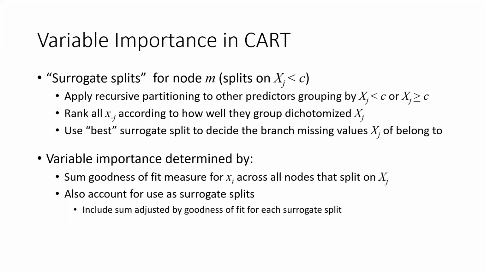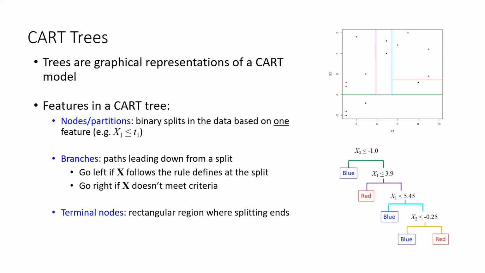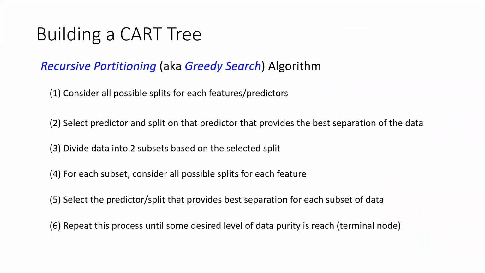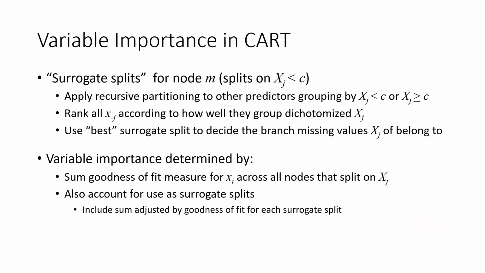And it's going to be based on this idea of an increase in purity each time a variable is used to make a split. So if we go back to our tree here, when I make this split on x2, I would look at how pure this is and how pure this is, and how much increase in purity did I gain by making that split. And then every time x2 appears, I would calculate that. But it considers an additional piece.